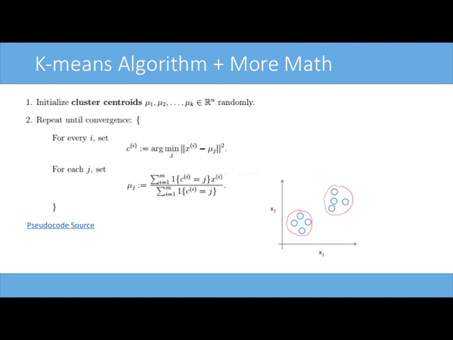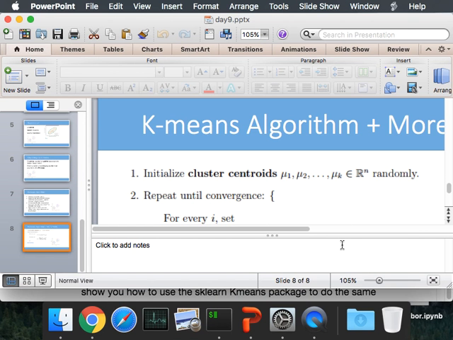So, cool. And here's some more math behind all of that. Basically, same thing as I was talking about: you initialize k cluster centroids, mu 1 through k. You take the arg min of the distances from all the centroids to every single data point, which basically means find the closest centroid to the data point. And then you adjust the centroid by taking the average of all the points there. Cool. And so, demo. Does anybody have any questions?